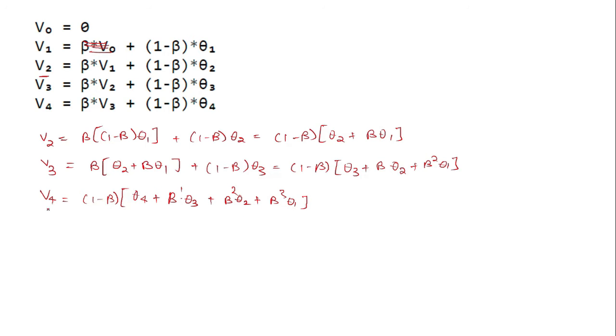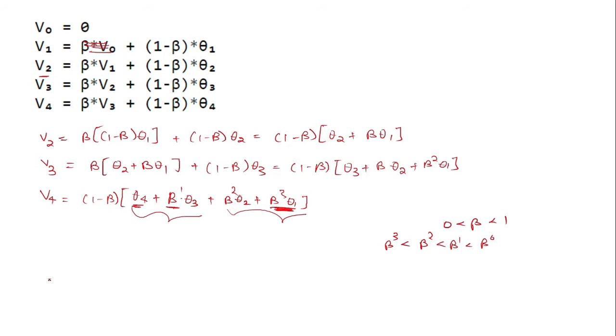As you can see, as we move forward in time, the power of beta will increase for the older terms, while the power of beta for the newer data points will be lesser. Also, as you know that the value of beta is between 0 and 1, thus beta power 3 is less than beta power 2, which is less than beta power 1, which is less than beta power 0. Thus, a lower weightage is given to the previous or older data points, while a higher weightage is given to the newer data points.